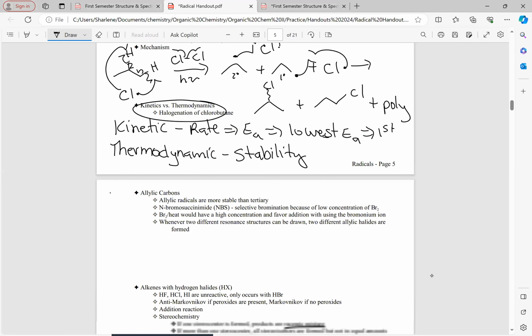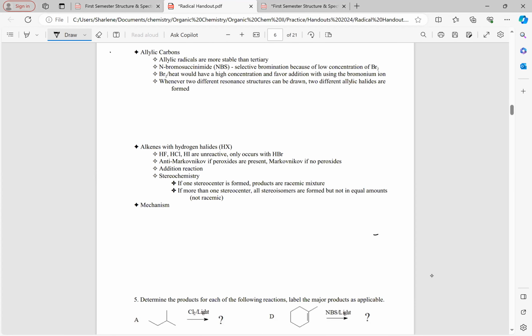What about our allylic carbons? All right, so when I say allylic, remember that means one away from a double bond or a pi bond. All right, so that is the allylic location. Why is it so special? Well, because it has resonance stabilization.